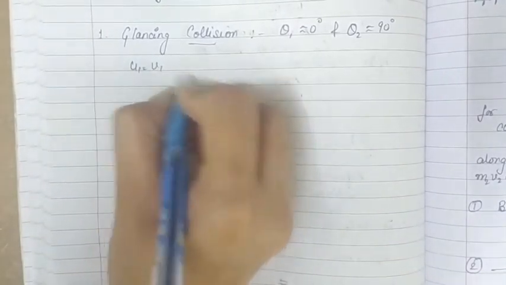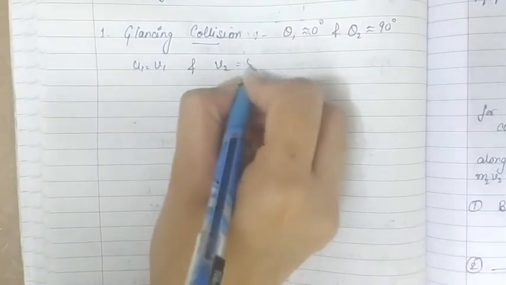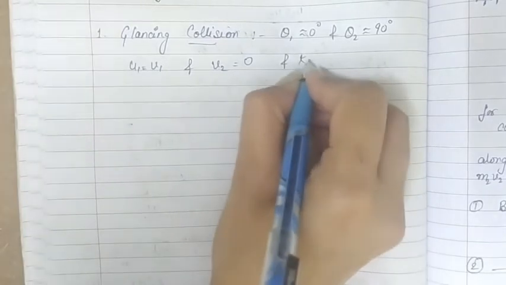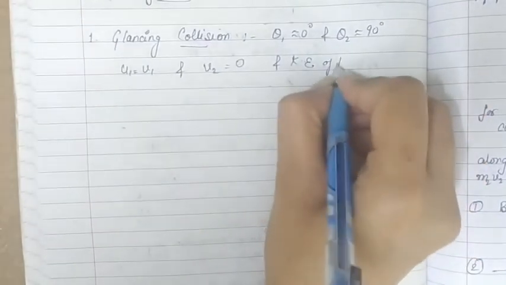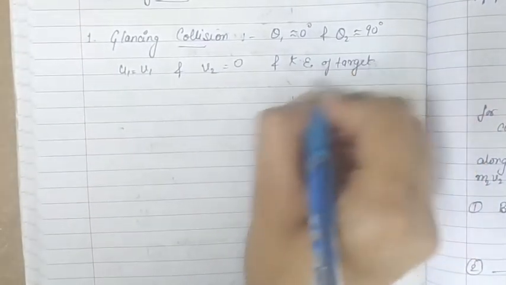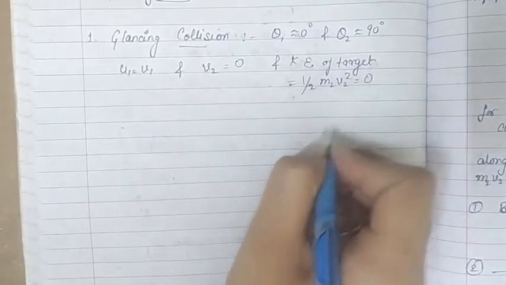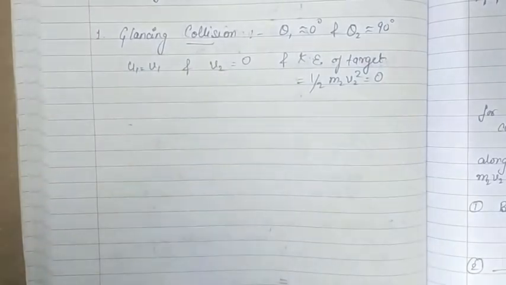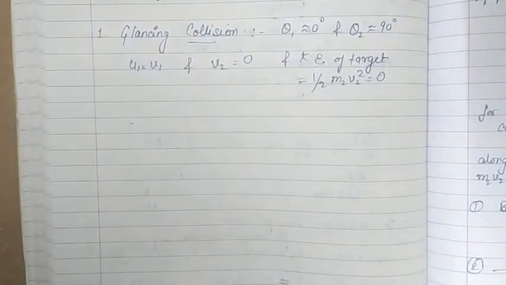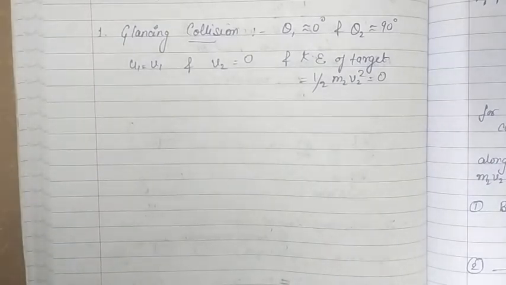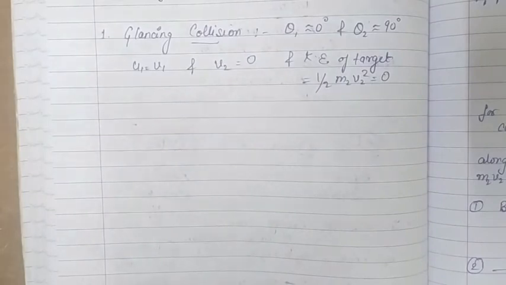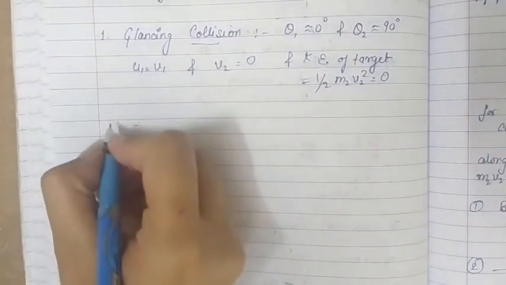u1 is equal to v1 and v2 is equal to 0, and kinetic energy of the target particle, that is half m2 v2 square, is also equal to 0. So such type of collision is called glancing collision, in which the incident particle doesn't lose any kinetic energy and is almost scattered undeflected. So such type of collision is called glancing collision.